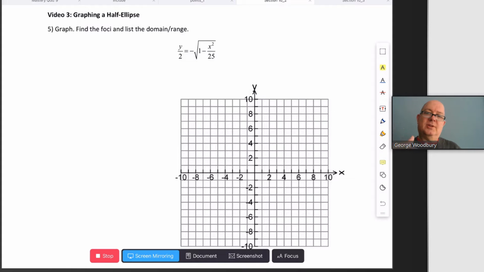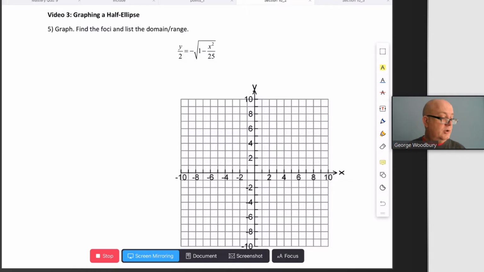We don't really know what this graph is going to look like just yet, but when I manipulate both sides by squaring both sides, I'm going to end up with an equation that looks like an ellipse. And because it's y over 2 equals negative radical of that expression, that's going to be the bottom half of the ellipse. If it started off without the negative sign, then it would be the top half of the ellipse.